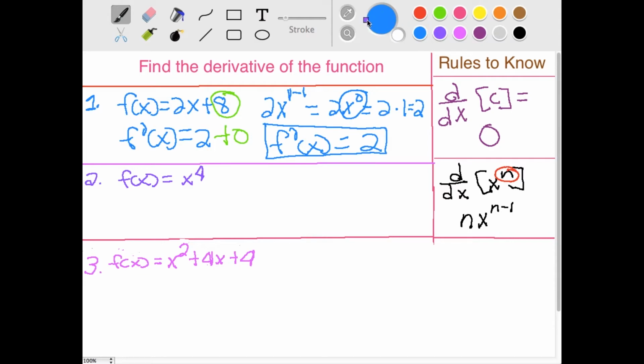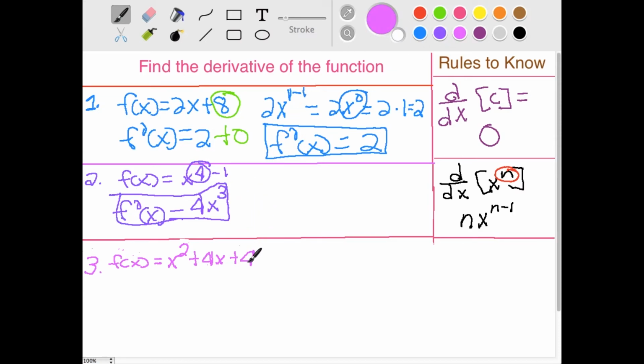Let's move on to a power function. In this power function, it's f of x equals x to the 4th power. As you can see, it's raised to the 4th power. So here we will apply the power rule again. We multiply 4 times x, so 4x, then we subtract 1, so it's cubed. So this is the derivative of the power function.